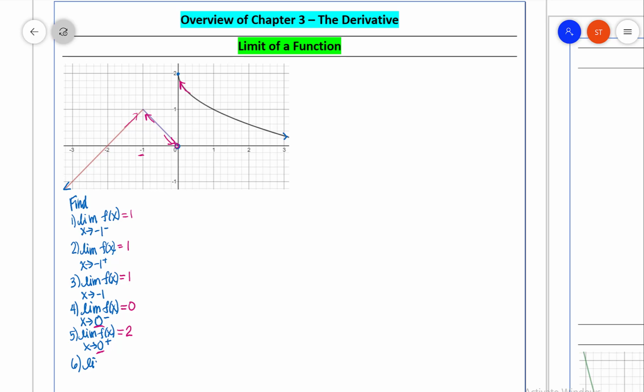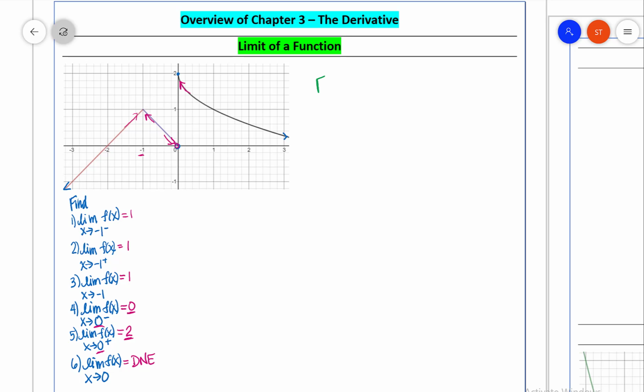Find the limit of f of x as x approaches 0. Well, if we look at numbers 4 and 5, do you see how number 4, from the left it's 0. If it's approaching 0 from the right, it's 2. Since these numbers are not the same, then it does not exist. It needs to be going to the same number from both sides. Let's look at some examples of equations.